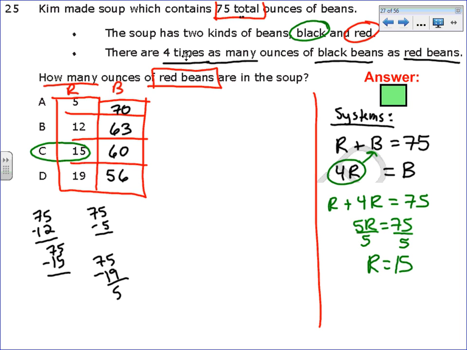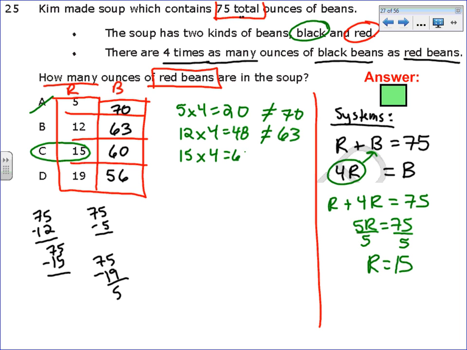The only other thing they have to do is there has to be 4 times as many black beans as red beans. So if I take my red beans and I times these by 4, that has to give me the number of black beans. Well, 5 times 4 is 20. That is not equal to 70. A doesn't work. Okay? 12 times 4 is 48. That is not equal to 63. That does not work. 15 times 4 is 60, which is equal to 60. So that's my answer. Perfect.